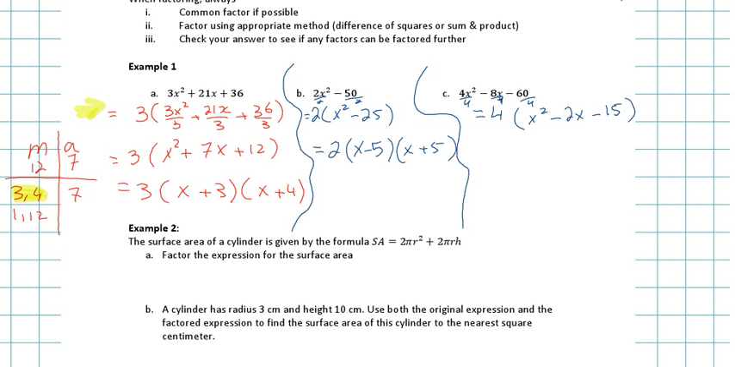a trinomial, so I have to look at sum and product. Anytime you have three terms, you have to look at sum and product. Now, sometimes your trinomial can't be factored. So you have to stop. If you can't find two numbers that multiply to negative 15 and add to negative 2, then you have to stop. It's not like you've made a mistake, it's just not factorable anymore. But in this case, can you find two numbers that multiply to negative 15 and add to negative 2?